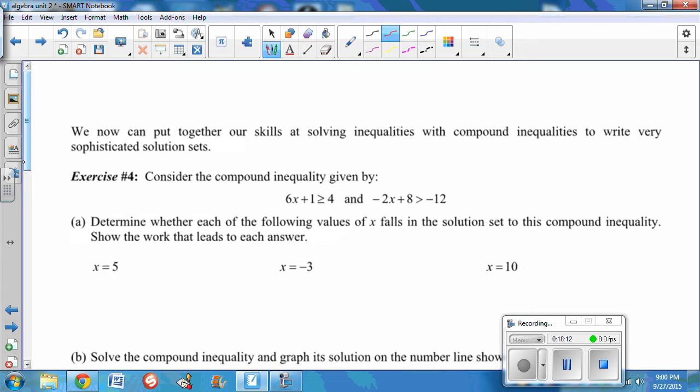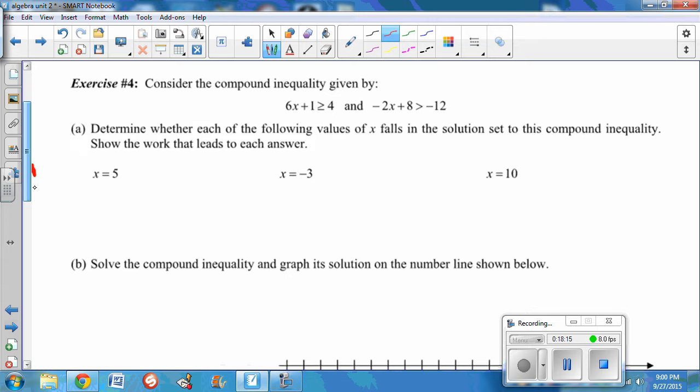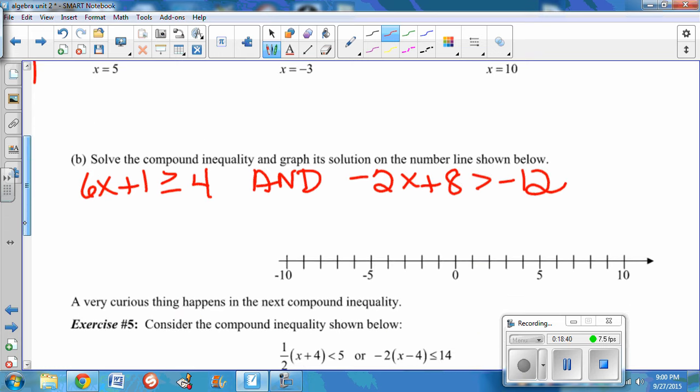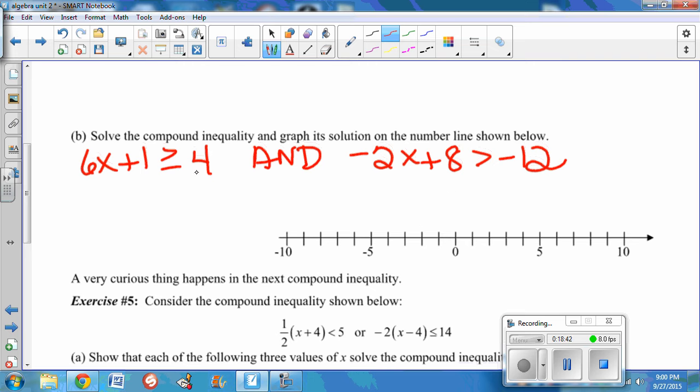Let's jump down to part B. So we're given this compound "and" inequality. And it says, solve the compound inequality and graph its solution on the number line below. So now, what do we do? I've got this compound inequality. Treat them individually to solve them, and then we're going to graph the solution to that whole inequality on the graph below, because we treat them separately, but they are one big compound inequality, so they are one problem.